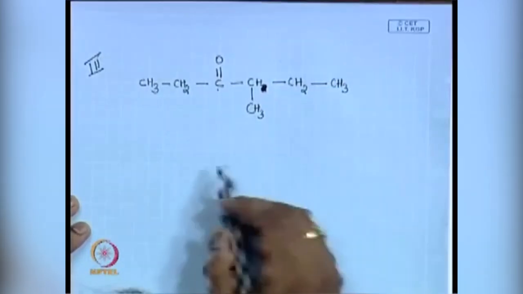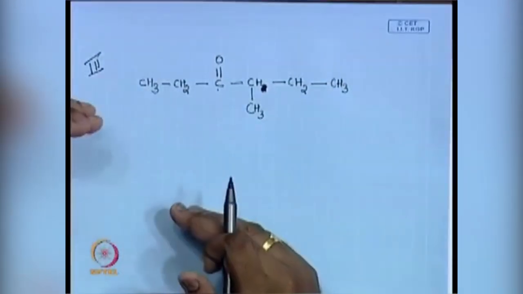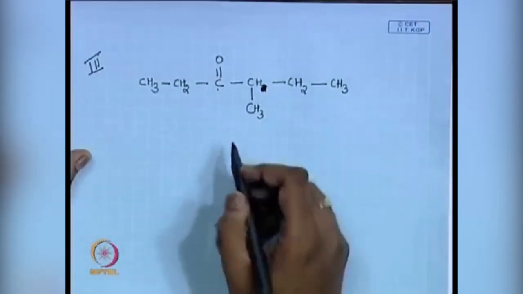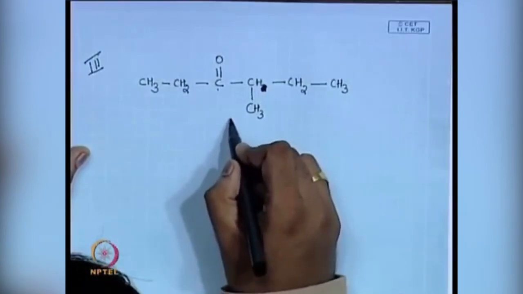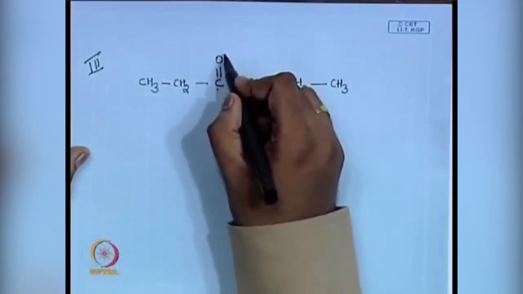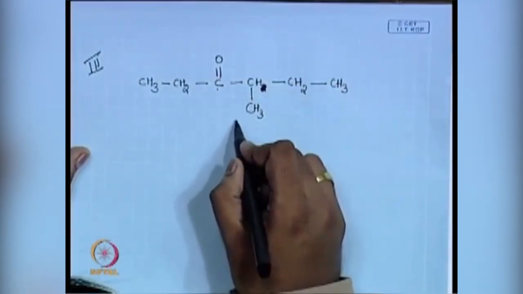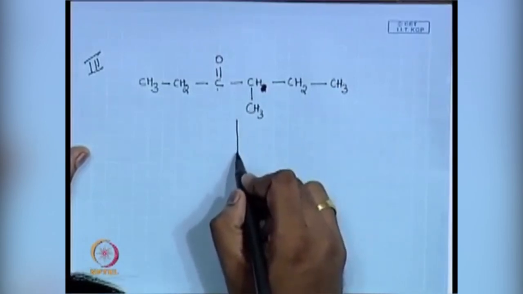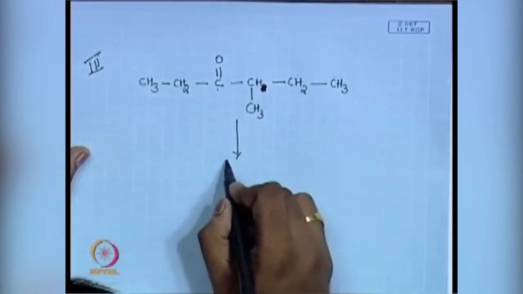As you said, once I shine light, it goes to the singlet, then it undergoes intersystem crossing to a triplet. From the triplet, we say that this is an excited ketone. From your triplet, it happens. So, I say T1.